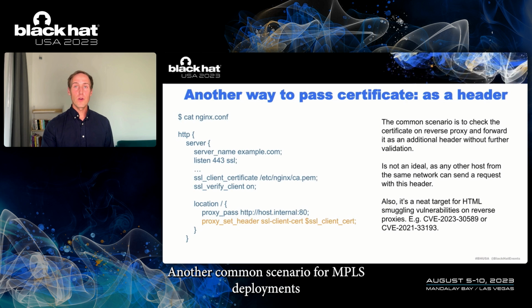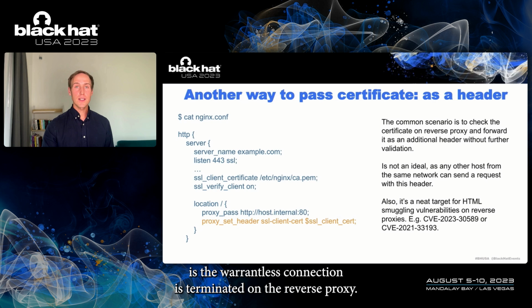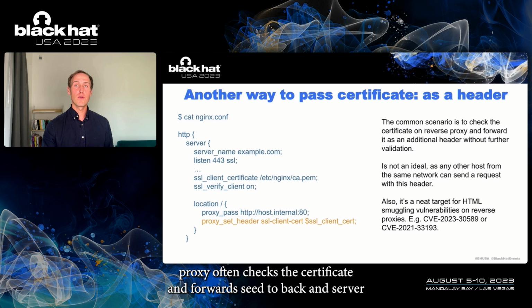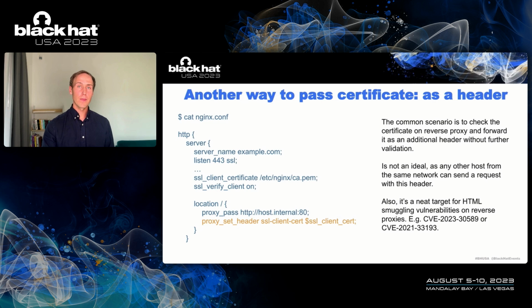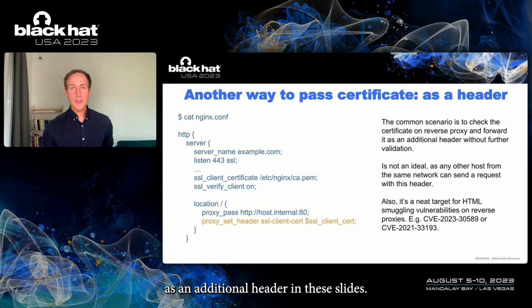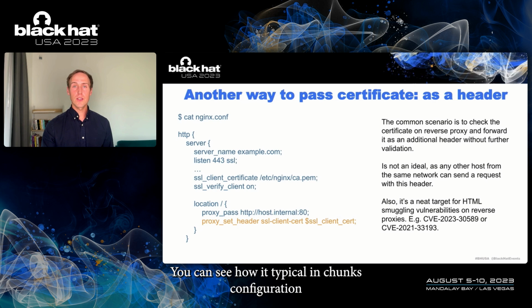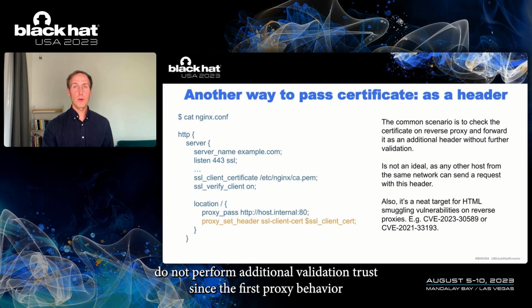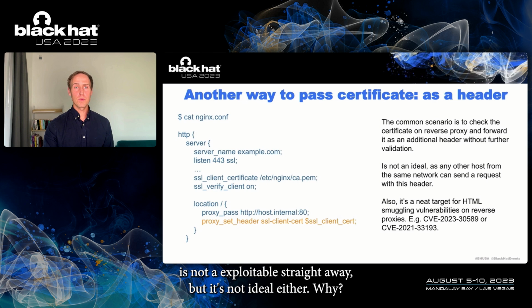Another common scenario for mTLS deployments is when the TLS connection is terminated on the reverse proxy. In this case, the reverse proxy often checks the certificate and forwards it to a backend server as an additional header. In these slides, you can see a typical Nginx configuration to enable mTLS. I've seen a number of systems like that. And in most cases, the backend servers behind Nginx do not perform additional validation, trusting the reverse proxy. This behavior is not exploitable straight away, but it's not ideal either.